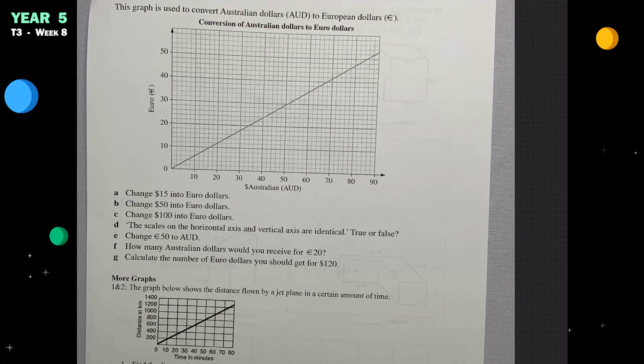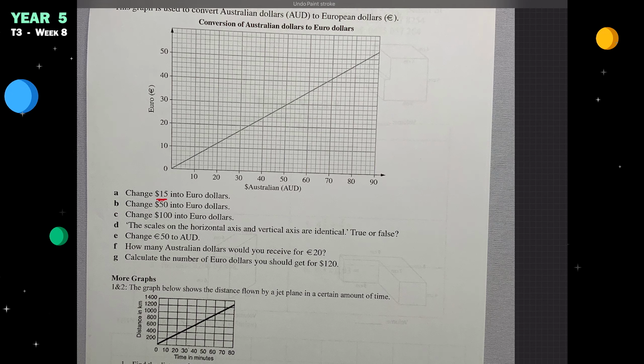Now it says this graph is used to convert Australian dollars to European dollars. So on the horizontal axis you have the Australian dollars, and on the vertical axis you have the European dollars. So it says change $15 into European dollars. So 15 Australian dollars. Okay, so what we do is we use a graph.